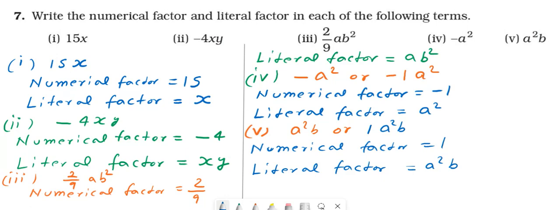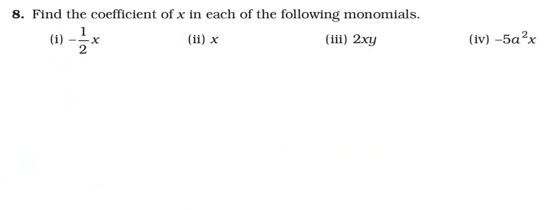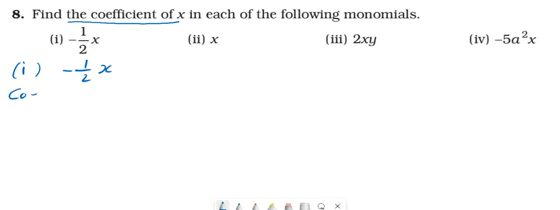Beta, in question number 8, we have to write the coefficient of x. Now, in part 1, minus 1 upon 2x. Beta, the coefficient of x is the numerical value, that is minus 1 upon 2. Beta, what is a coefficient? The numerical value.